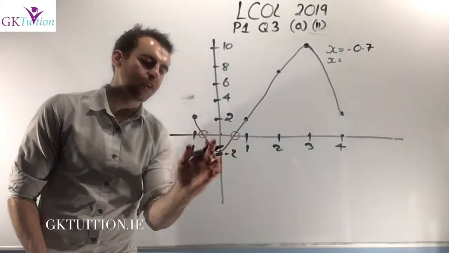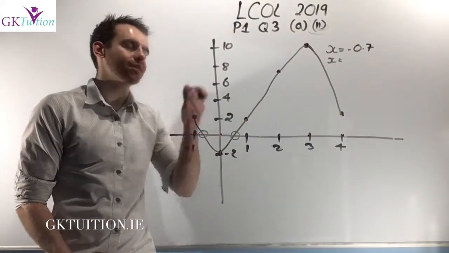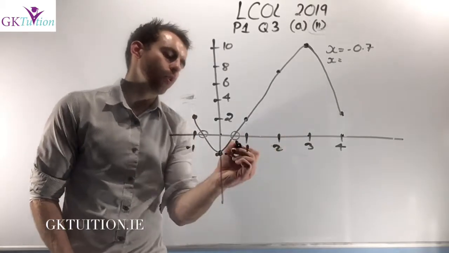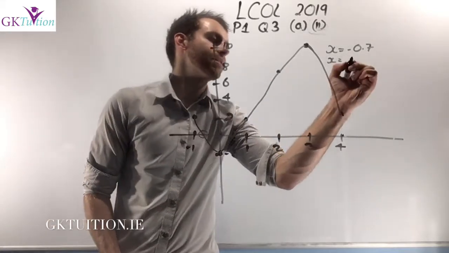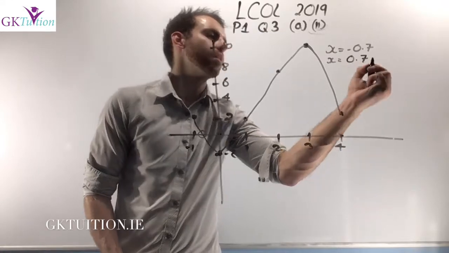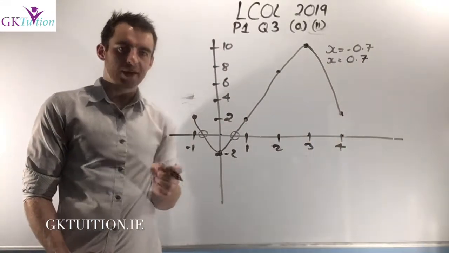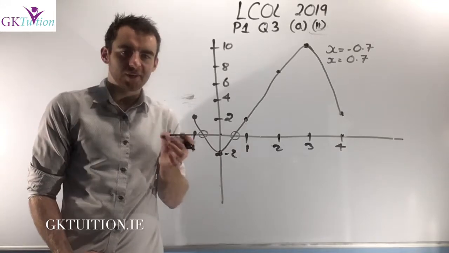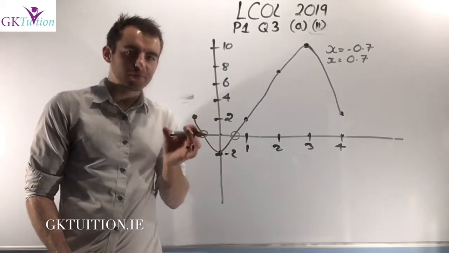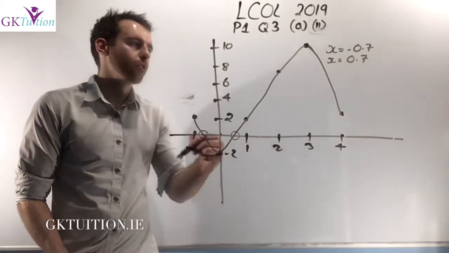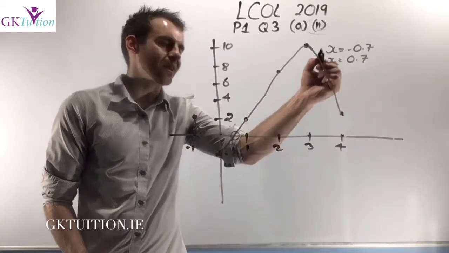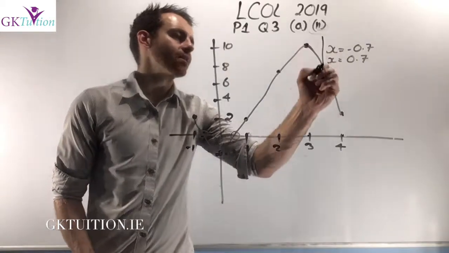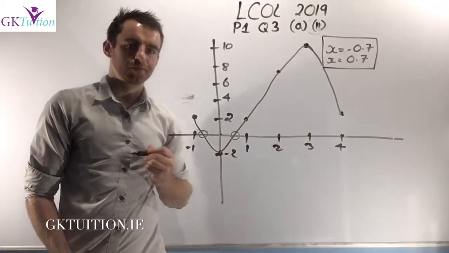So roughly there, where it crosses the x-axis, x is equal to minus 0.7. And on the other side of it, where it crosses the x-axis, x is equal to 0.7. They're the values that are given in the marking scheme, so there if you're perfectly accurate. Now obviously if it says estimate, you're not expected to be perfectly accurate, but you are expected to be in and around minus 0.7 and 0.7. So that's my final answer for A part 2.